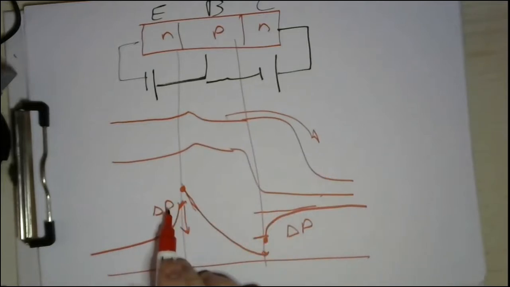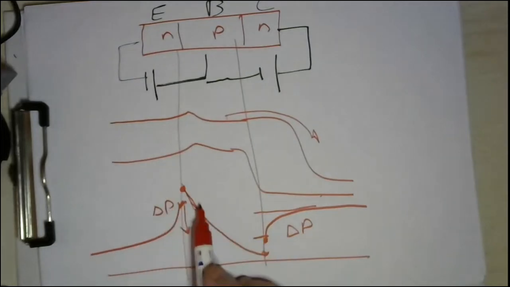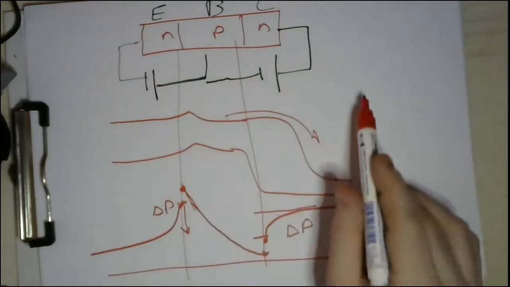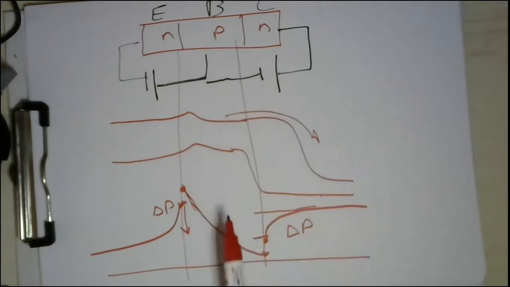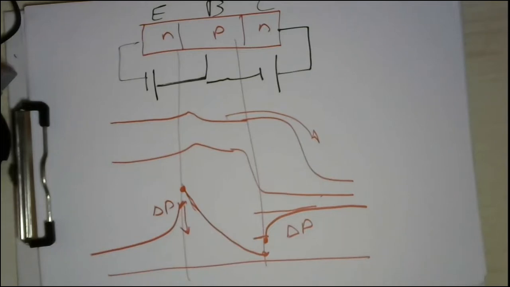Here delta P is positive because this junction is forward biased. That's why the current increases the minority carrier. However, here this is in reverse, so the minority carrier will be reduced. If you remember, the poor man will give money to the rich man. So that's why holes will be negatively affected and the electrons will be negatively affected. So this is the case for an active region.